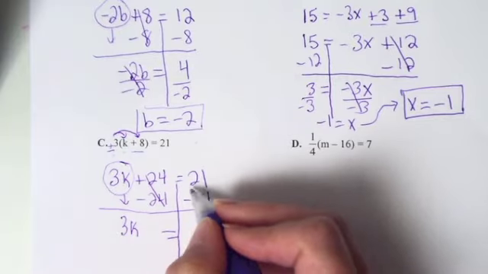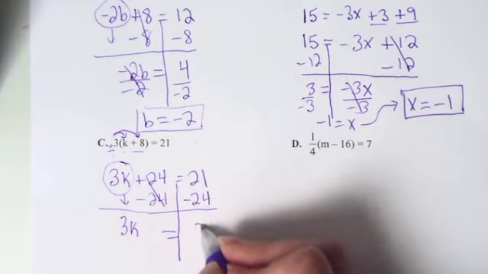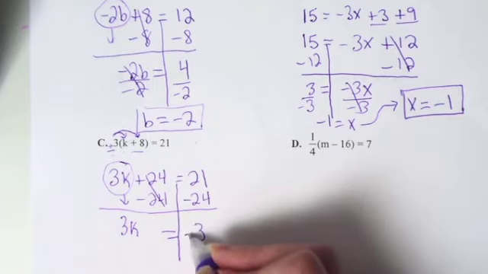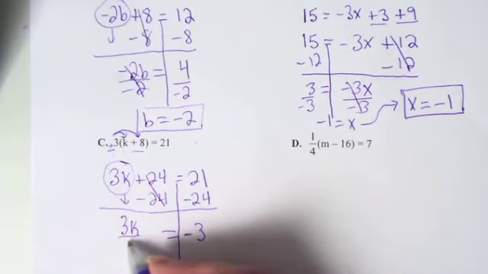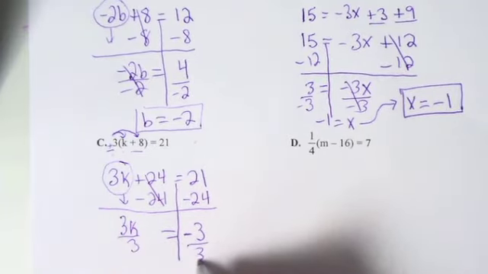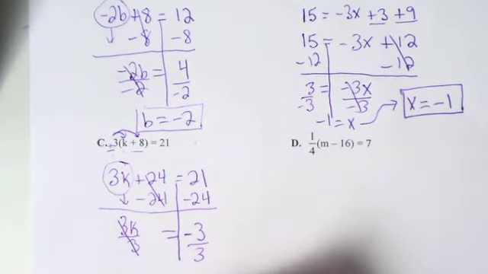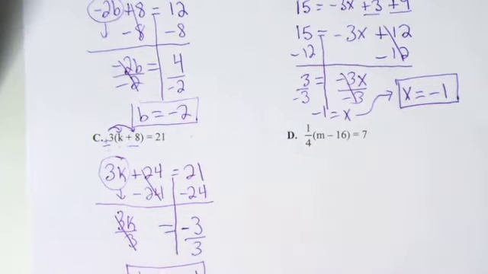Different signs subtract. So we subtract those. We get 3. Take the sign of the bigger number. Negative. We divide both sides by 3. And we get k equals negative 3 divided by 3 is negative 1. Same answer twice in a row there.